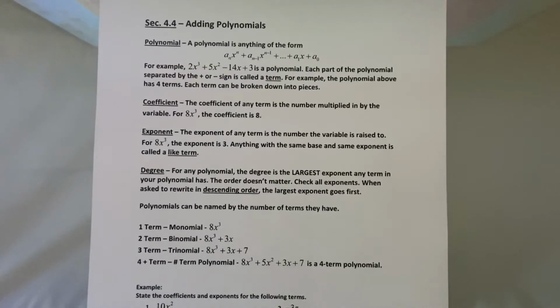So if it only has one term, it's a monomial, like mono usually means one for other things as well. 2 terms is binomial or bicycle. 3 terms, trinomial, like tricycle. If you have 4 or more terms, instead of calling them something special, we just usually call them a 4-term or a 5-term polynomial. And the degree, of course, is still the largest exponent you see.